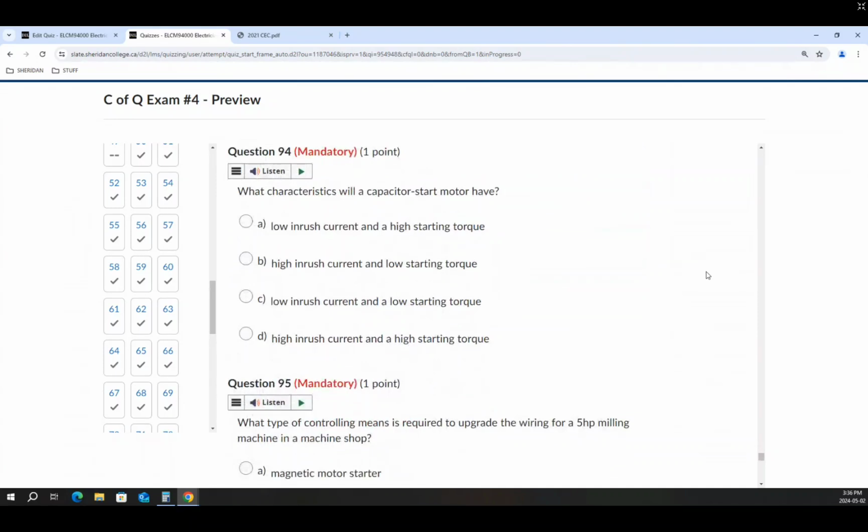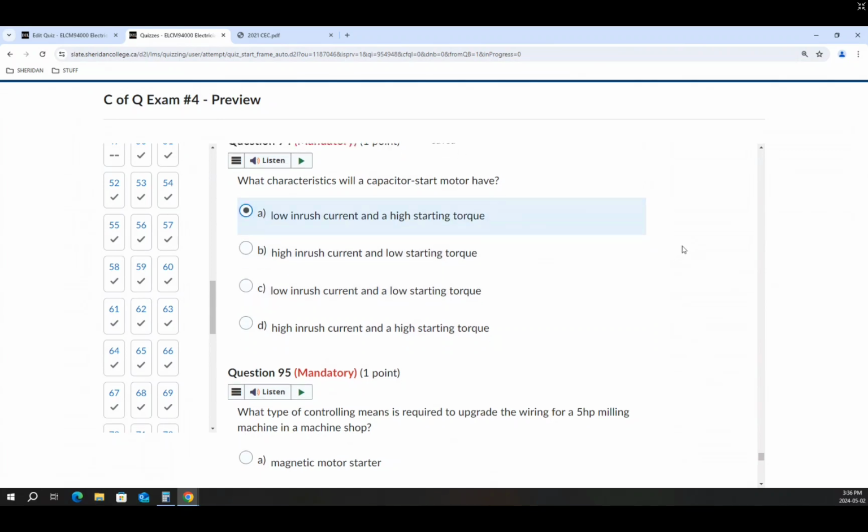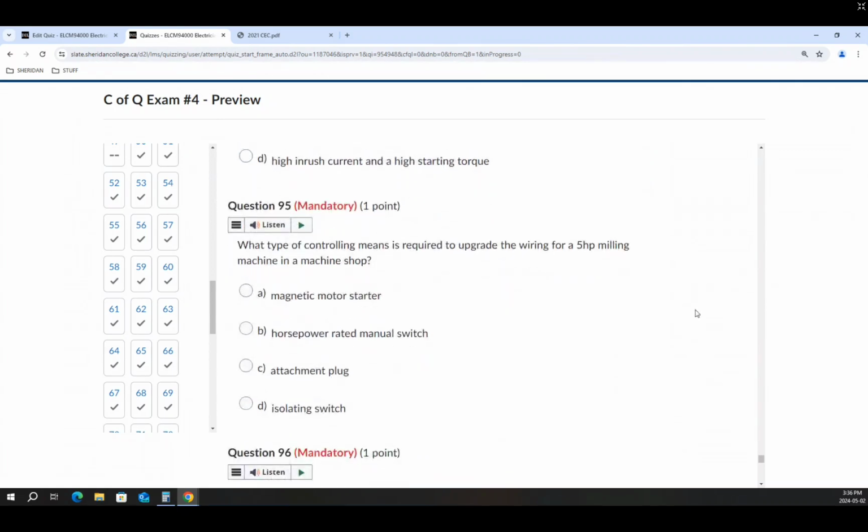94. What characteristics will a capacitor start motor have? Capacitor start will be low inrush, high starting torque. What type of controlling means is required to upgrade the wiring for a 5 horsepower milling machine in a machine shop?